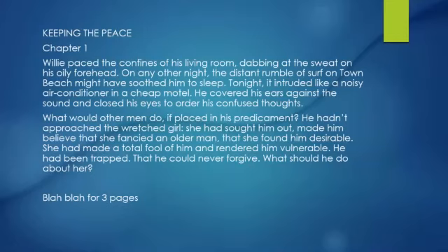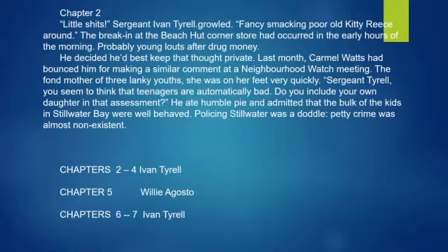So we meet Willie Agosto in chapter 1. I wanted to set it up that there's trouble brewing in this little town. And so that chapter goes on for about 3 pages. And then I set up who is going to be having to deal with Willie Agosto disturbing his quiet little town. And that is the police sergeant, the local sergeant, Ivan Tyrrell.